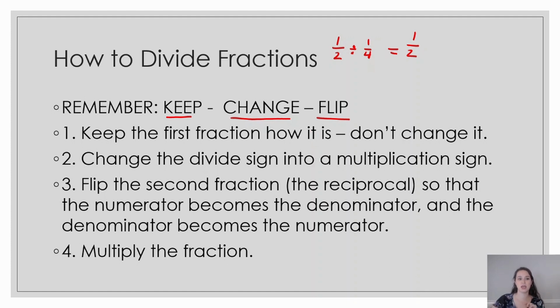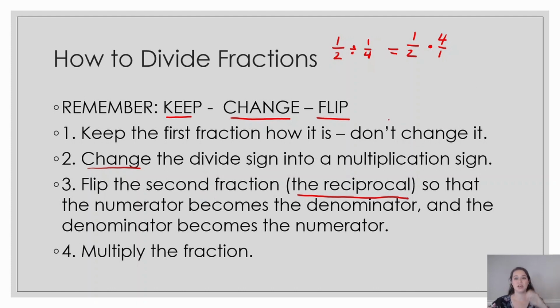And then second step is to change. I'm going to change the divide sign into a multiplication sign. So this division symbol becomes just my regular multiplication dot. And then I'm going to flip the second fraction. So this 1/4 is going to become 4/1. Now when I flip that fraction, it's called the reciprocal. So if you've heard that or you've seen that, that's what we're talking about. I just flip a fraction upside down. So the numerator becomes the denominator and vice versa. The denominator becomes the numerator, your reciprocal.